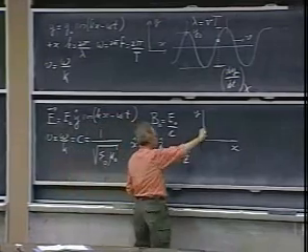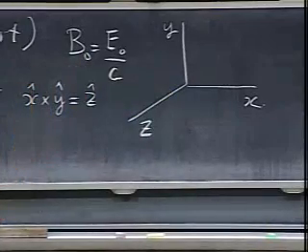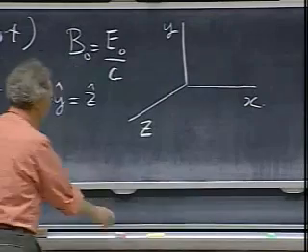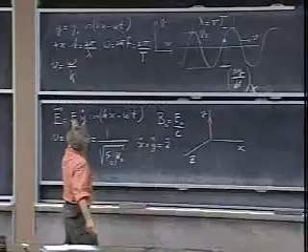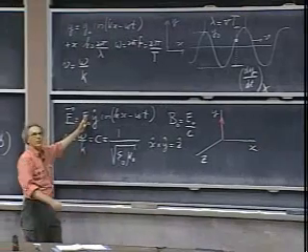And notice I have x cross y is z coming out of the blackboard. At a particular moment in time, let's say the E vector is in this direction, in the y direction. I pick a random moment in time and I pick a random location for x.